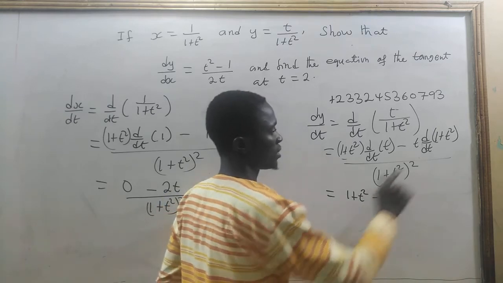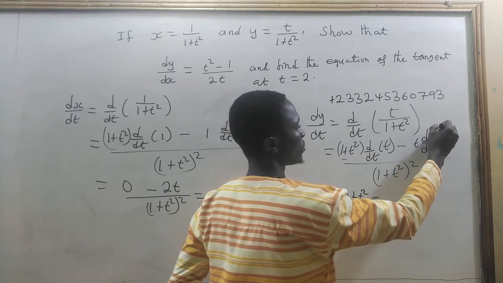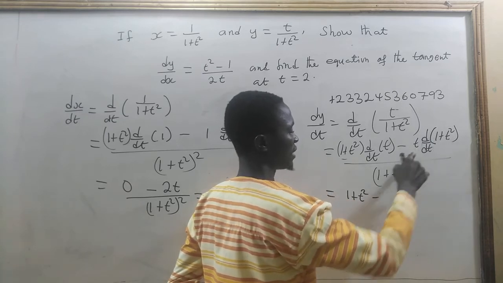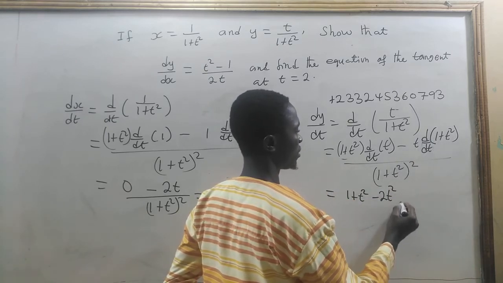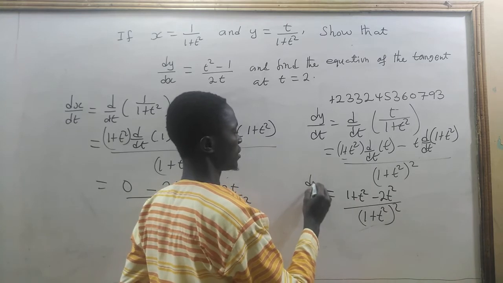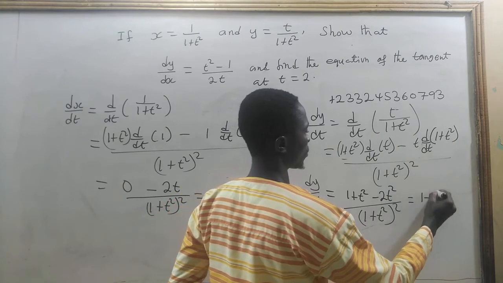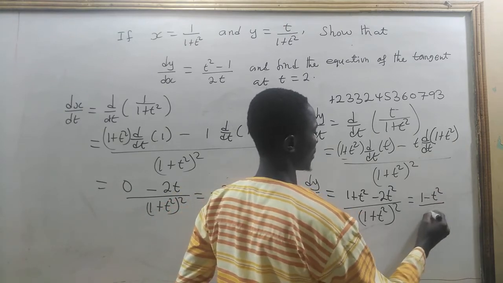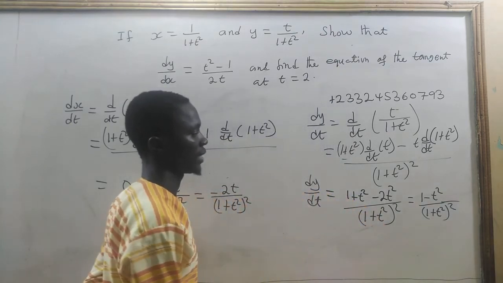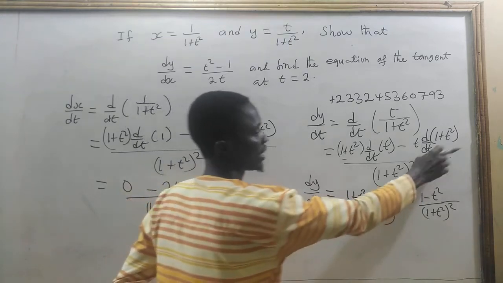If I differentiate 1 with respect to t, it is 0 because the derivative of a constant is 0. If I differentiate t squared with respect to t, I'll get 2t. Then this t will give me minus 2t squared, all divided by 1 plus t squared all squared, as the derivative of y with respect to t. Now this will give me 1 minus t squared divided by 1 plus t squared all squared. That is 1 minus 2t squared plus t squared. Very simple like that.